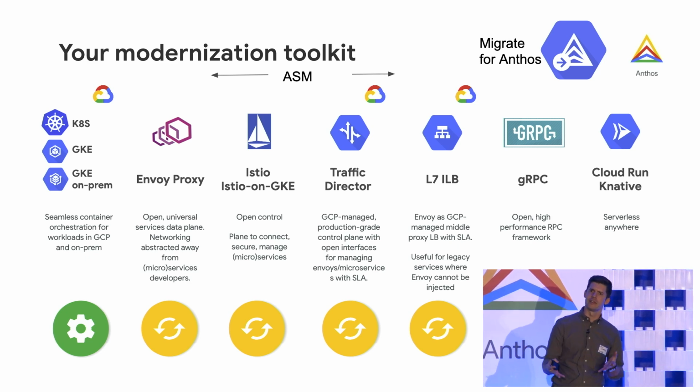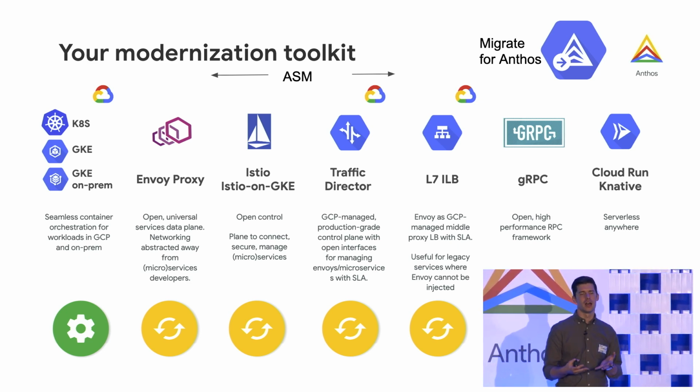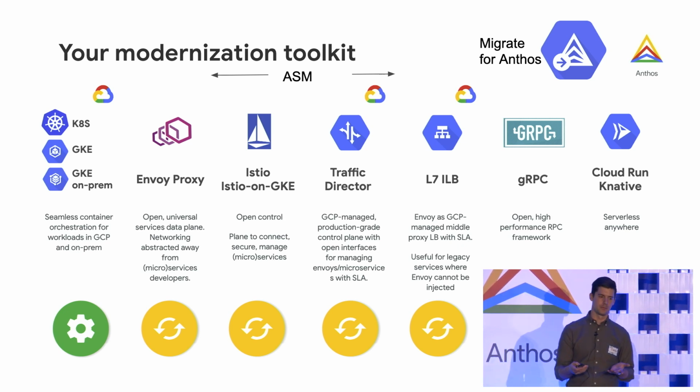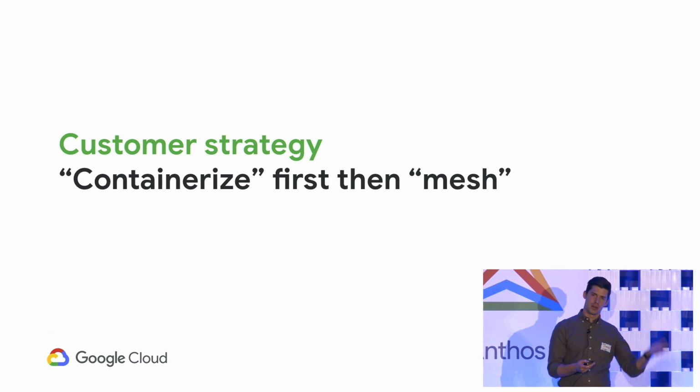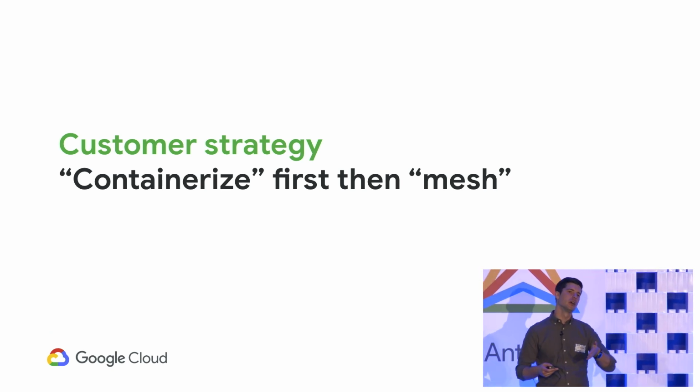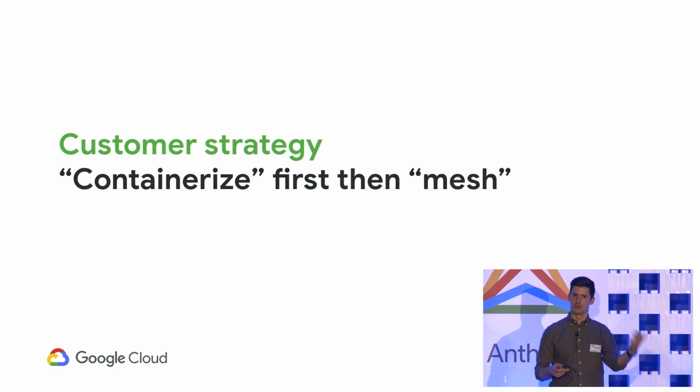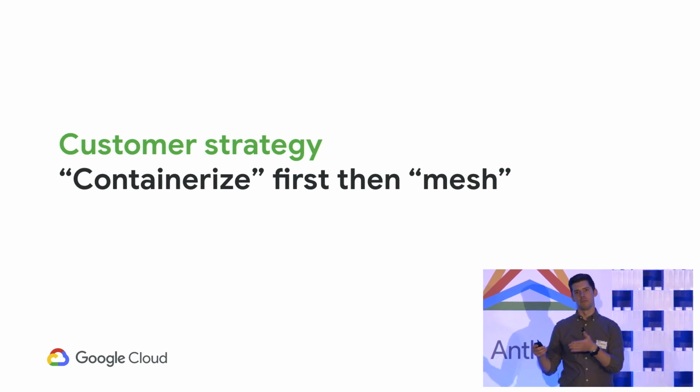How do I put all these together? How do I actually even know where to start? Right, I'm not going to boil the ocean and just do all of this at once. That just doesn't make a lot of sense. So again, we want to containerize first, and then we want to start to mesh our applications and build up the service mesh iteratively and very slowly, so we can make measured changes as we go along.